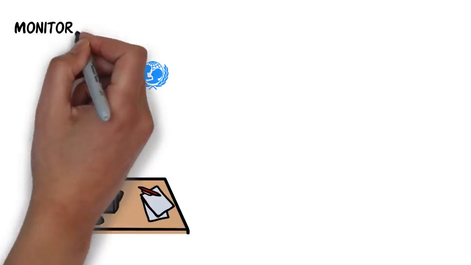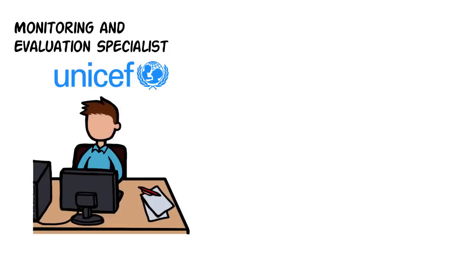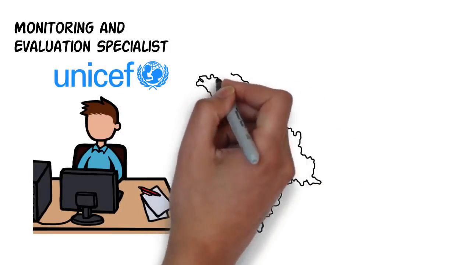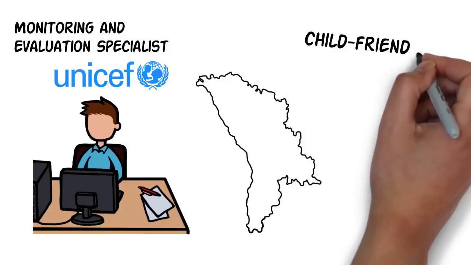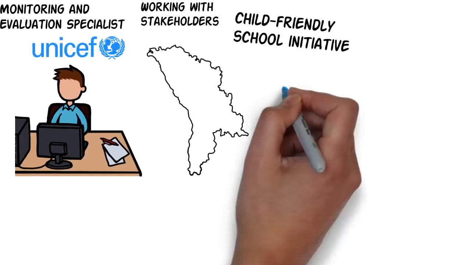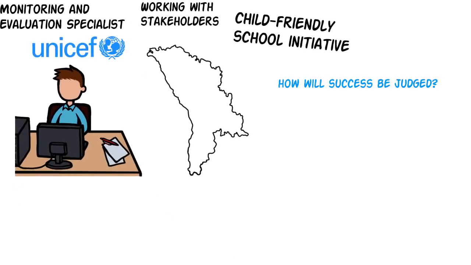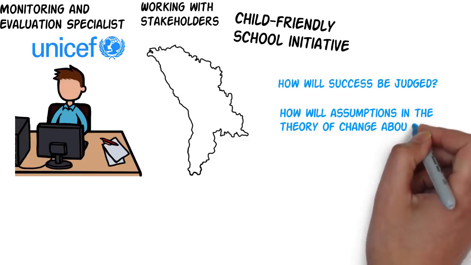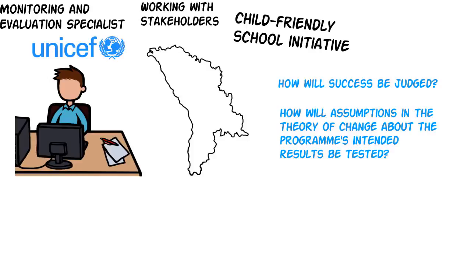Meet Vadim. He is a monitoring and evaluation specialist at UNICEF Moldova and is in charge of evaluating the local child-friendly school initiative. Vadim has done all the necessary background work and established the theory of change, the key evaluation questions, and evaluative criteria. He knows how he will judge the success of the program and test the assumptions made in the theory of change about the program's intended results.